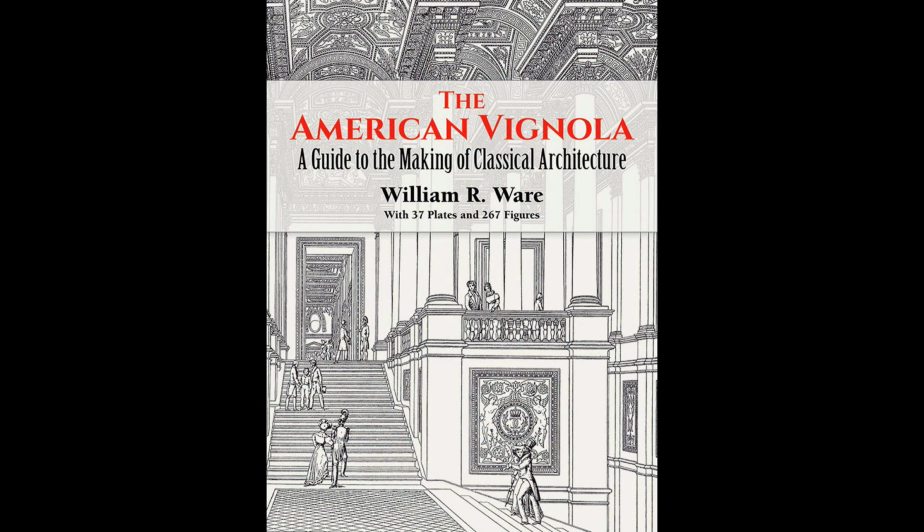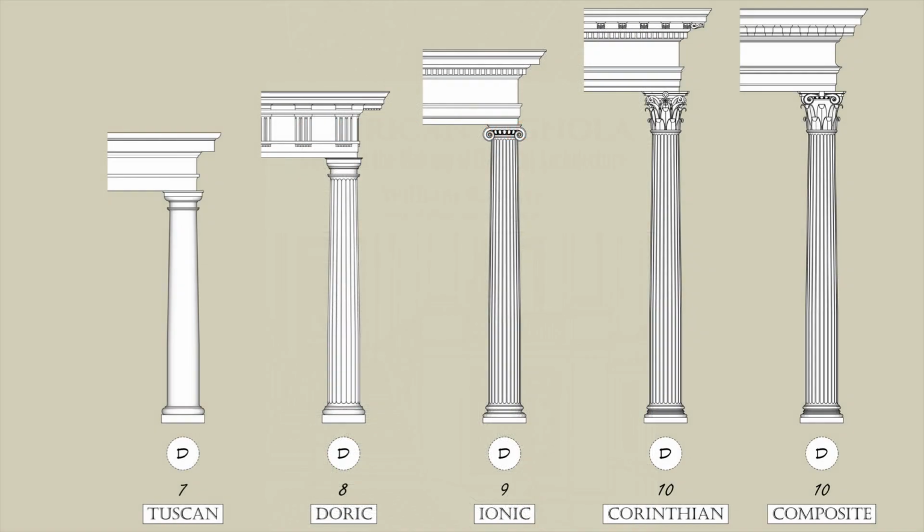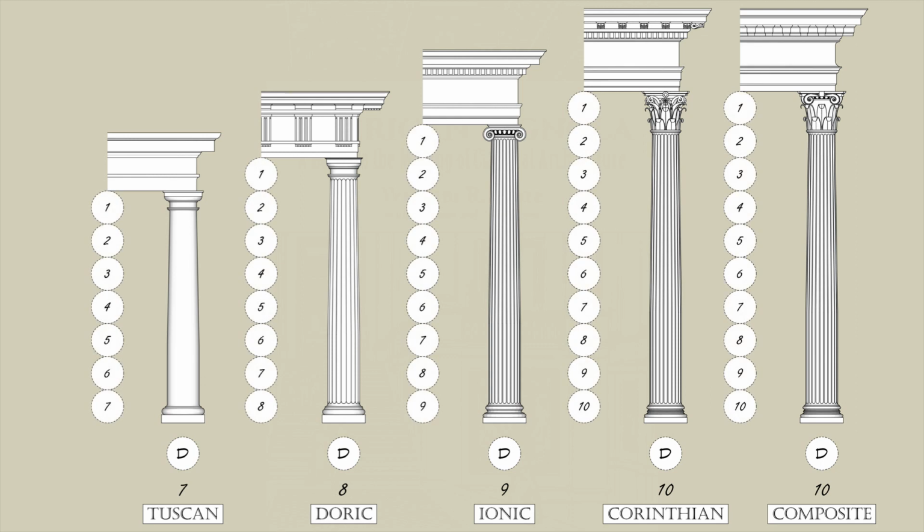For me, a more practical approach can be found in William Ware's book, The American Vignola, first published in 1904. Ware starts by pointing out that according to Vignola, the entablature and column share a fixed proportional relationship that's the same in all of the orders. This fixed relationship is easy to miss since we're used to seeing a side-by-side comparison of the different orders that looks like this. They're normally drawn so that they share the same base diameter.